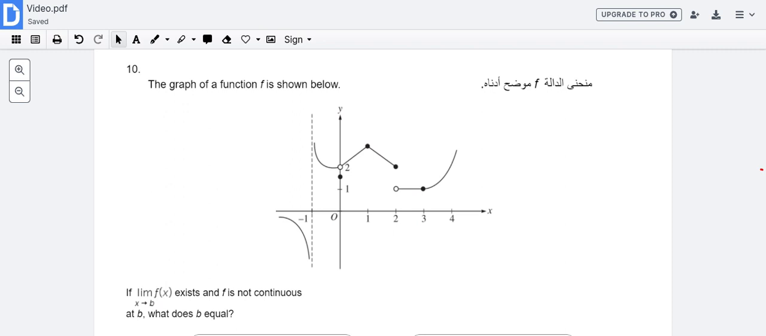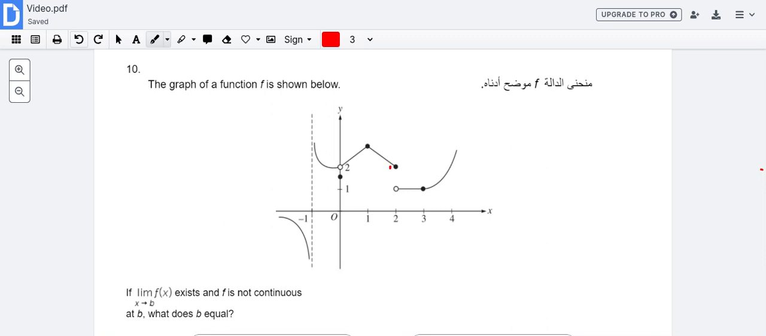Notice how there's no numbers, so they don't want us to look for any limit or anything. What they want us to look for is a limit that exists, but it is not continuous. So we already know that there are three types of discontinuities. First of all, we have the asymptote, which is basically just going into infinity, right? So that's our first type of discontinuity.